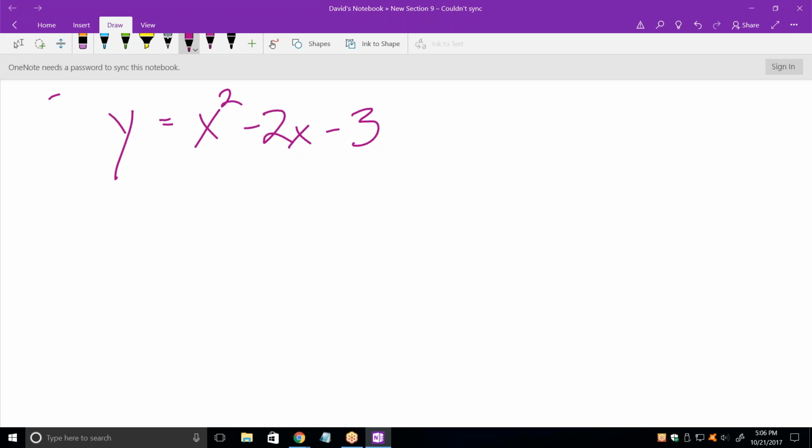Okay, so what is it? You shouldn't have to do any math at all. The y-intercept is always a constant. Should just be -3. Correct.